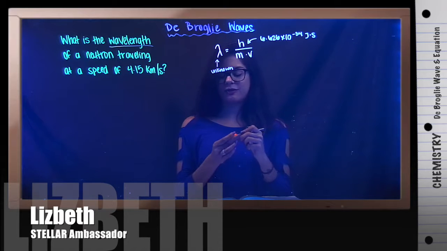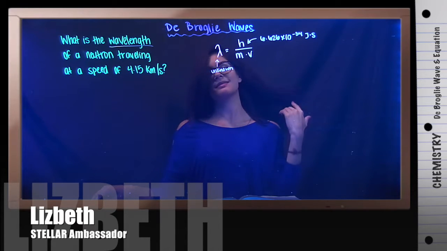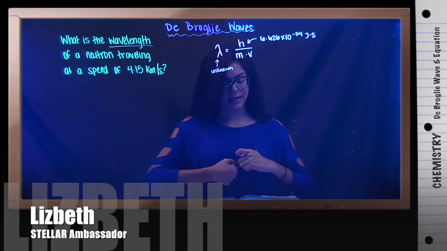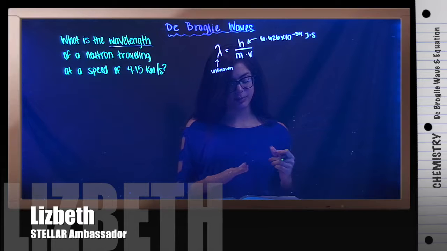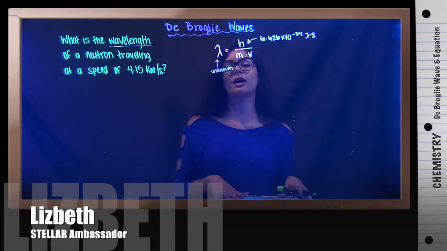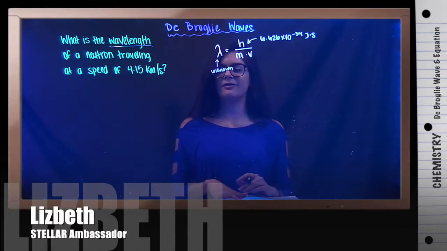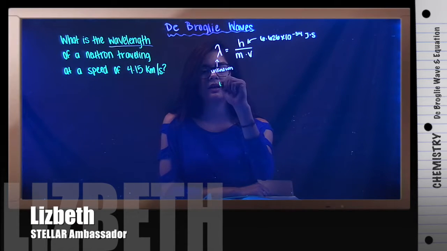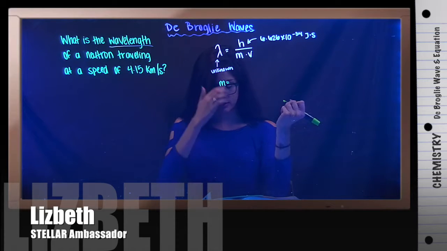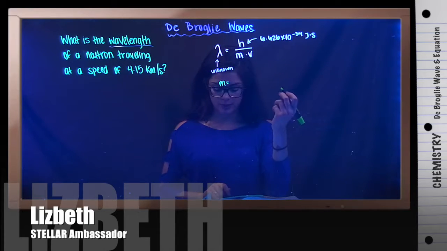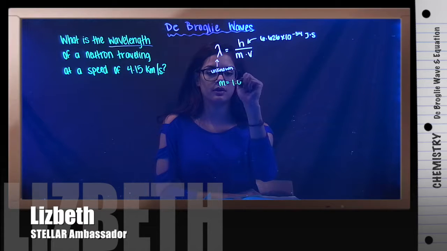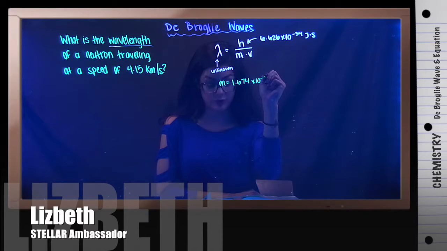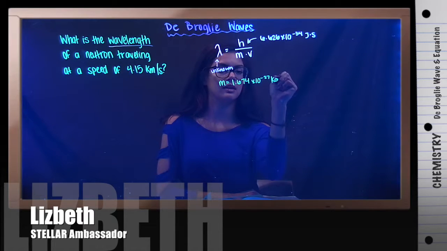So let's deal with mass first. In the problem, I'm doing number 57 in your book, and it says that the masses of the electron, proton, and neutrons are in the back cover of the book. So I just looked there and I found the mass of the neutron. So I know that my m is going to equal 1.6749 times 10 to the negative 27 kilograms.